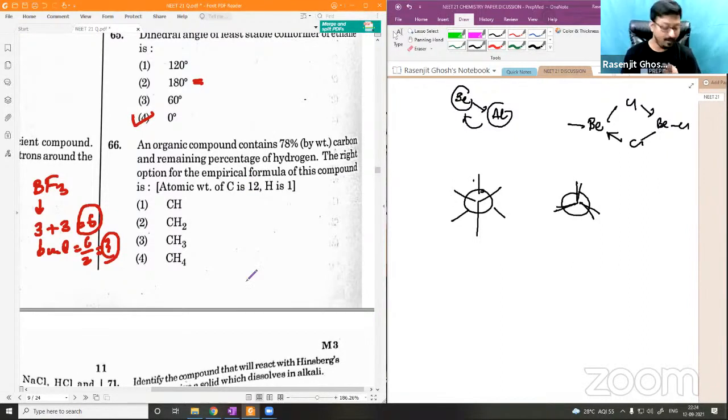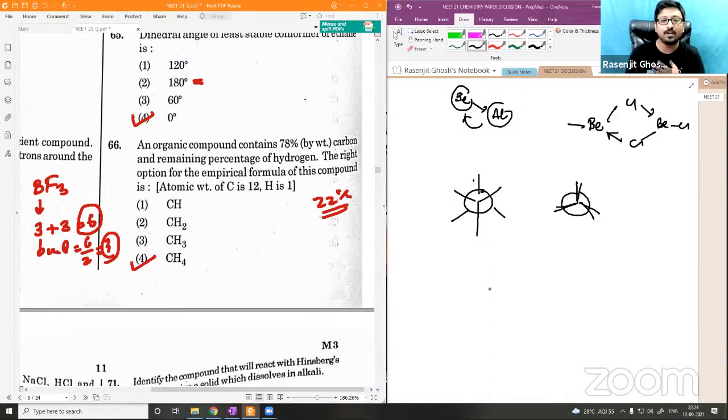Okay. Now, next question, 66. The organic compound contains 78% by weight carbon and the remaining is hydrogen. So how much is hydrogen? It is 22% hydrogen. Now, if you do the calculation here, you will find that in all these cases, the correct answer will be CH4.